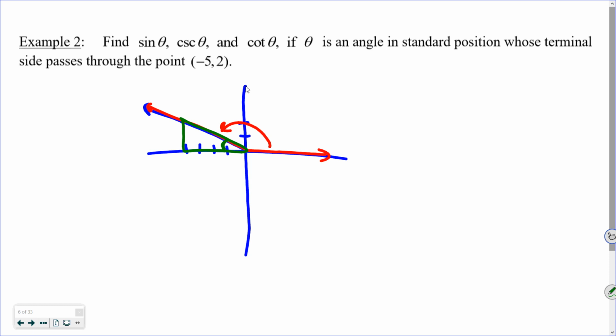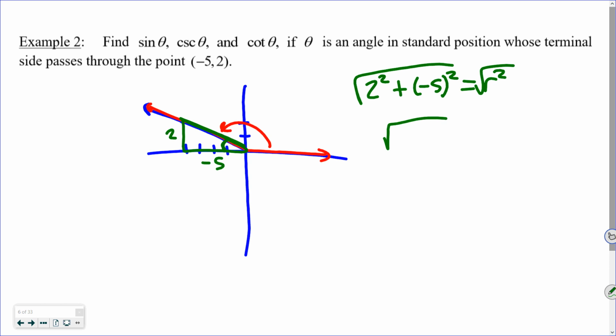Okay, so go ahead and start by labeling your sides. We know x is -5, right? I'm going to the left. The y is +2 because I'm going up. But I need to know r. I need to know the radius. We'll just use the Pythagorean theorem. 2 squared plus (-5) squared equals r squared. Or in other words, r is equal to the square root of 2 squared plus (-5) squared. So 2 squared is 4, (-5) squared is 25. Add those together, and r is equal to the square root of 29. We'll put that up there.